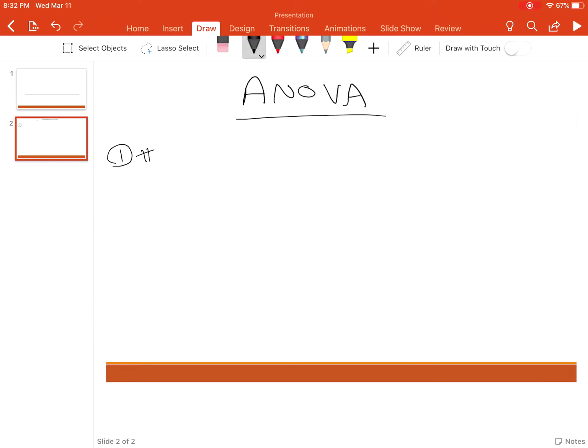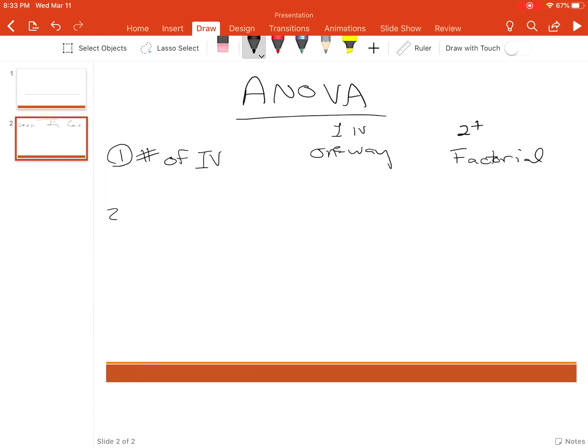The first question you want to ask yourself is the number of independent variables you have. If you have one independent variable, then it's a one-way ANOVA. If you have two or more independent variables, then it is considered to be a factorial ANOVA.